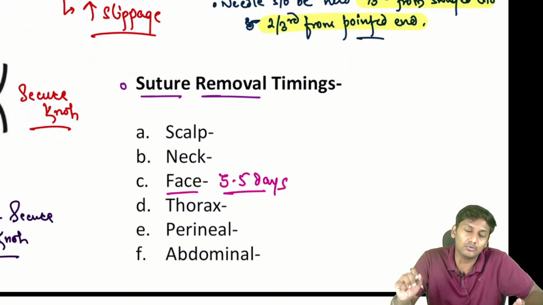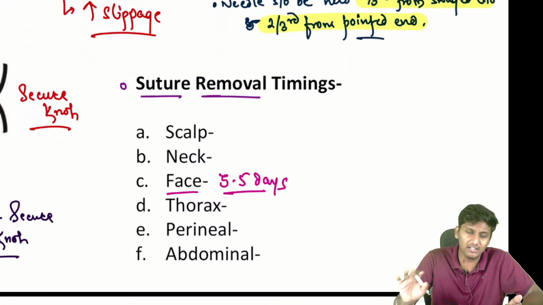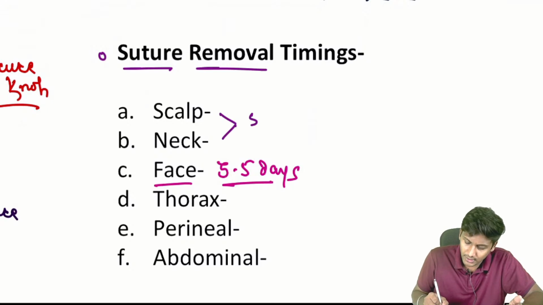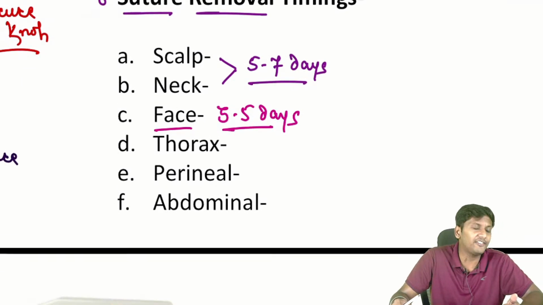So the face sutures are removed as soon as the alignment is done, usually after 3 to 5 days. Okay, then we have to remove the scalp and the neck sutures. Scalp and neck sutures are usually removed within a span of 5 to 7 days.